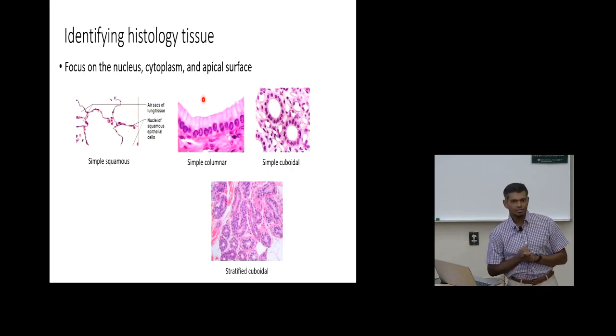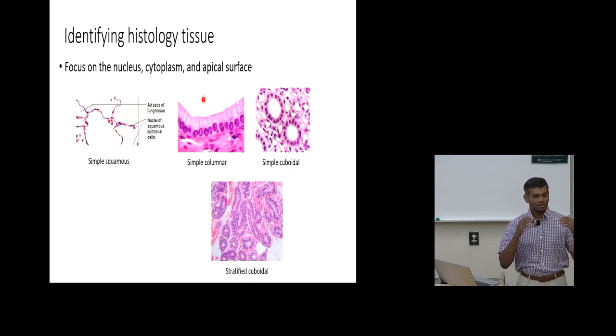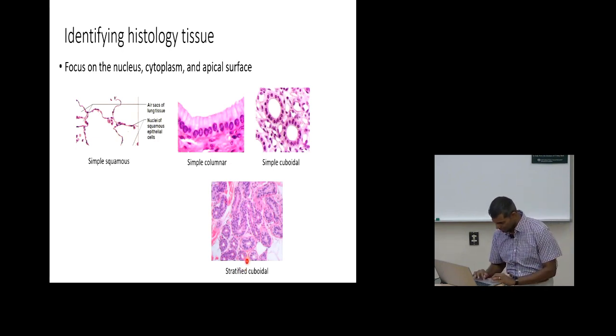And I also want you to look at the nuclei to see the number of layers of cells. So if you see here, you see that there are 2 layers of nuclei, so that indicates that we have stratified cuboidal epithelium, because you have 2 layers of cells, so it's stratified.